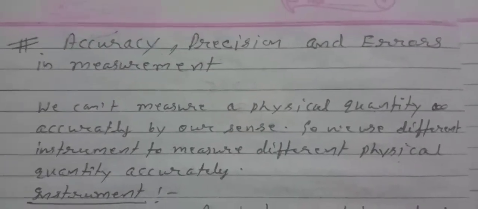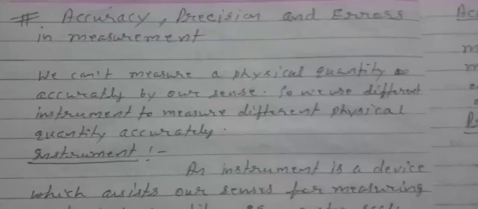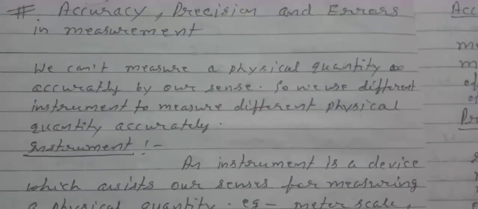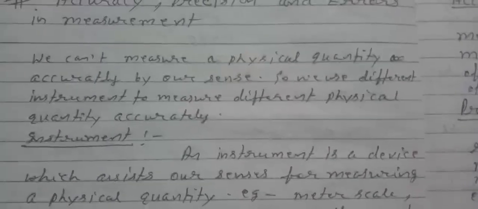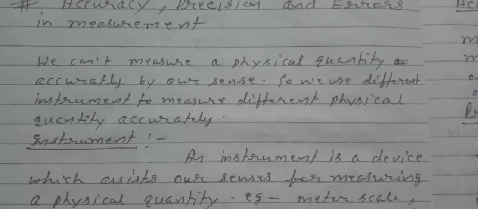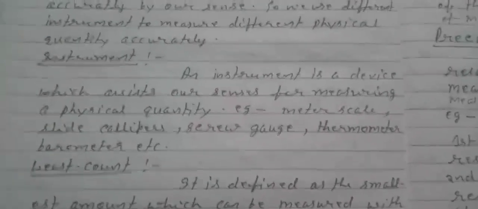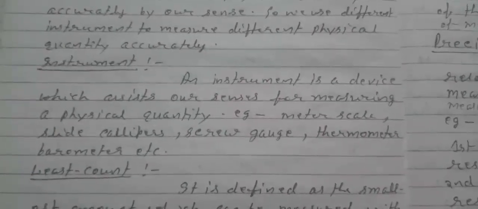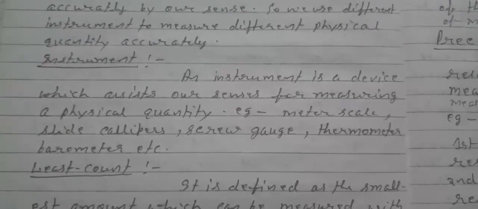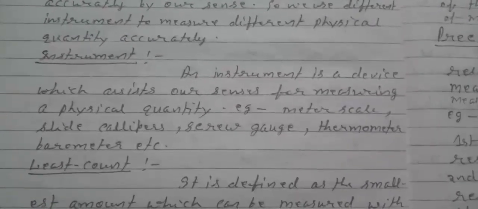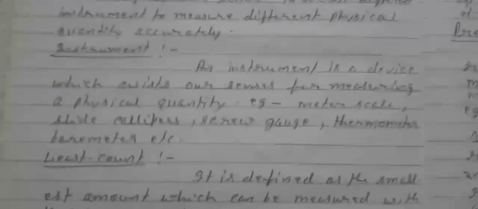Accuracy, precision, and errors in measurement. We can't measure a physical quantity accurately by our senses, so we use different instruments to measure different physical quantities accurately. Instruments. An instrument is a device which assists our senses for measuring a physical quantity.